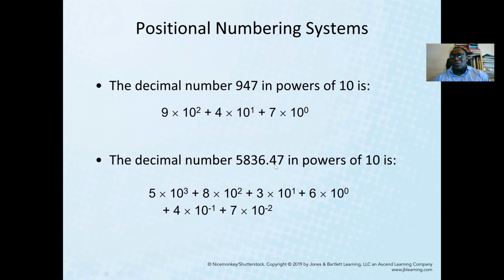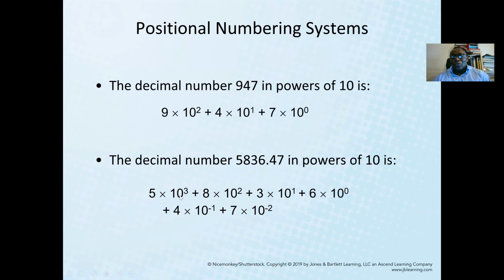So that's why in the decimal part, we always start from 1. There's no 10 raised to the power negative 0. We always start from 1, then 2, etc. Now, if we finish all this calculation, we can verify that our answer will be 5836.47.